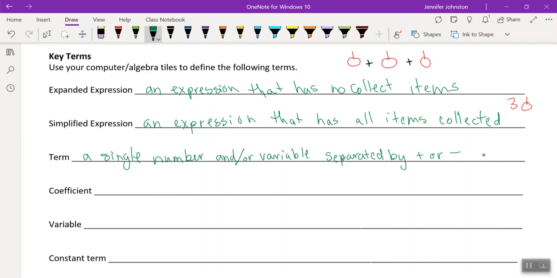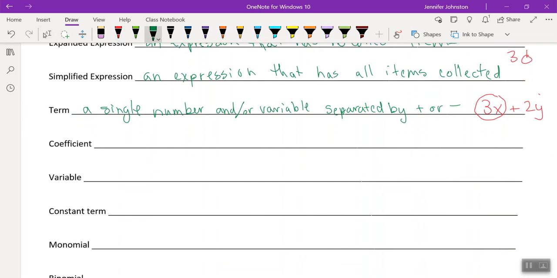So for instance, for example, we can have 3x plus 2. This would be like 3 apples plus 2 oranges, if you wanted to put another variable. So this would be a term right here. A term is a single number separated by a plus or a minus. So this would be a term, and this would be a second term. So there would be 2 terms here.